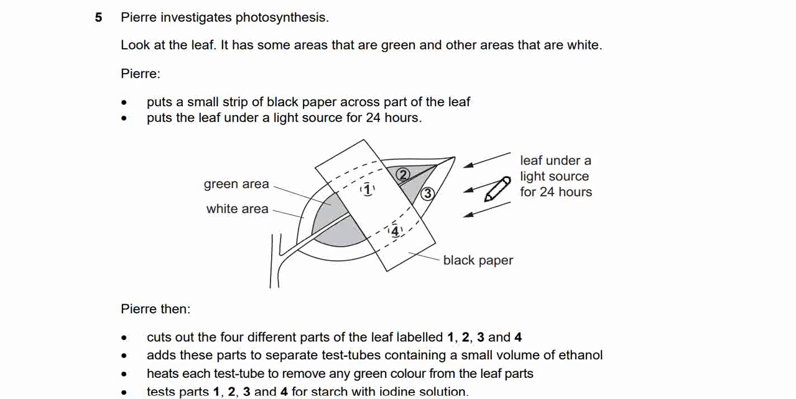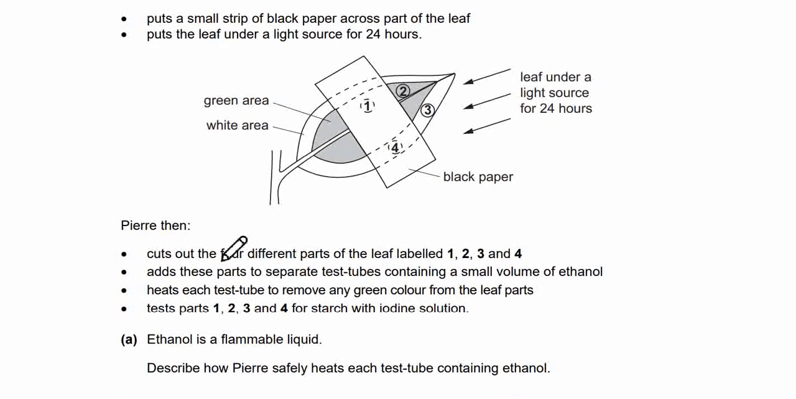This is the light. Pierre then cuts out the 4 different parts of the leaf, labels them 1, 2, 3, 4, and adds these parts to separate test tubes containing a small volume of ethanol. Heat each test tube to remove any green color from the leaf part. Test parts 1, 2, 3, 4 for starch with iodine solution. Ethanol is a flammable liquid.